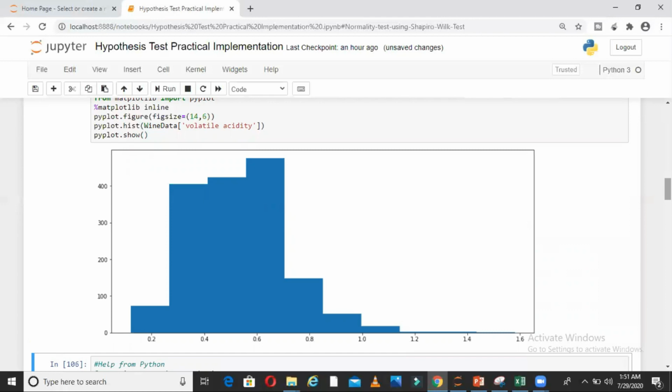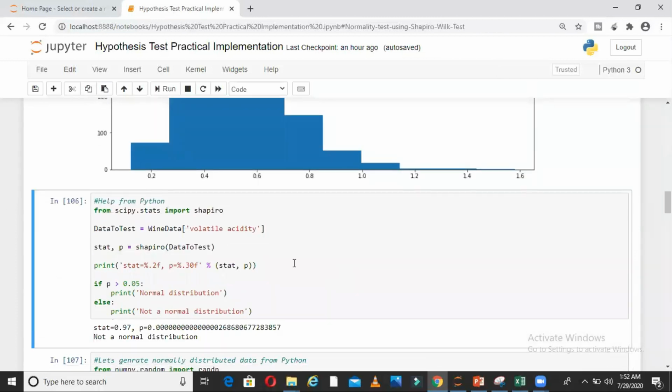So I hope you have the answer now. This data seems to be not normally distributed. The reason being, it is left skewed. Normally distributed data should be symmetric around the mean, and it should not be skewed to this side. So by visuals we can see that the data does not seem to be normally distributed, but we will run the statistical test and give the evidence and say this is not normally distributed.